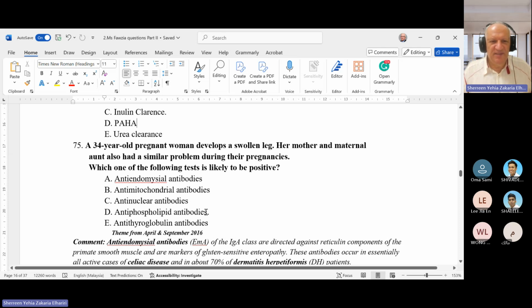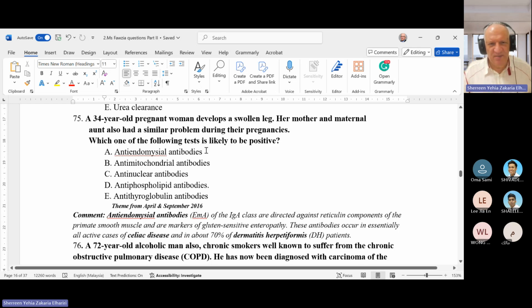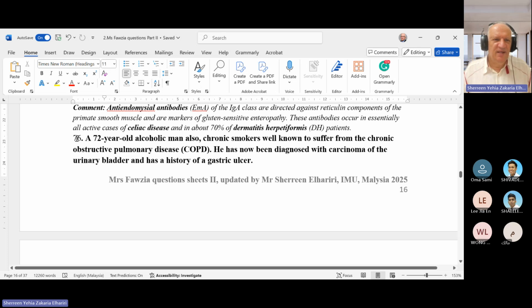So anti-phospholipid antibodies or anti-cardiolipin antibodies are the cause of the deep venous thrombosis that can run in the family. Of course, we don't ask about the others, but you just need to know what the others mean.